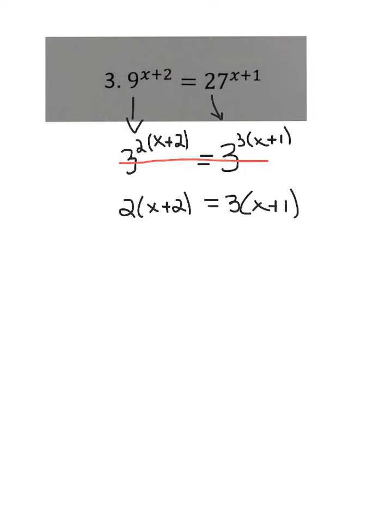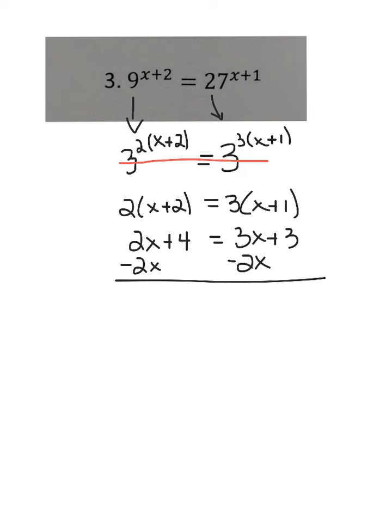Super duper easy, right? It's like algebra 1. So now we're just going to distribute, and we get 2x plus 4. Make sure you're taking notes. And we get 3x plus 3, right? So I'm going to subtract this 2x over, and that's going to give me 4 equals x plus 3. And then I'm going to move that 3 over, and I'm going to get x equals 1. And there's your answer. So not so bad. You just have to get the bases to be the same, and that's the kicker right there.